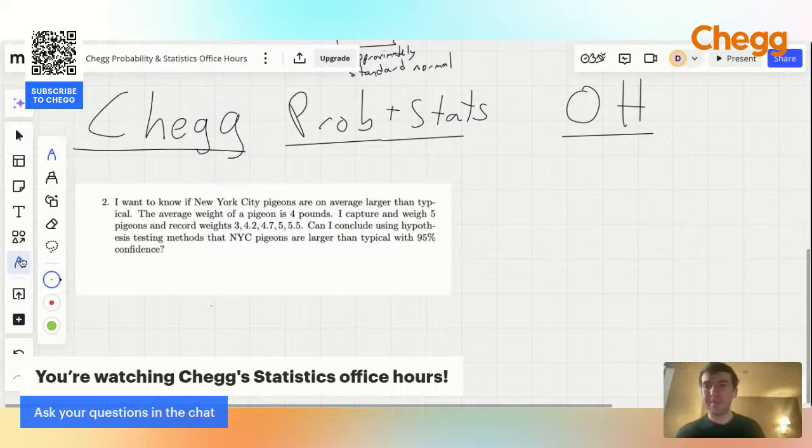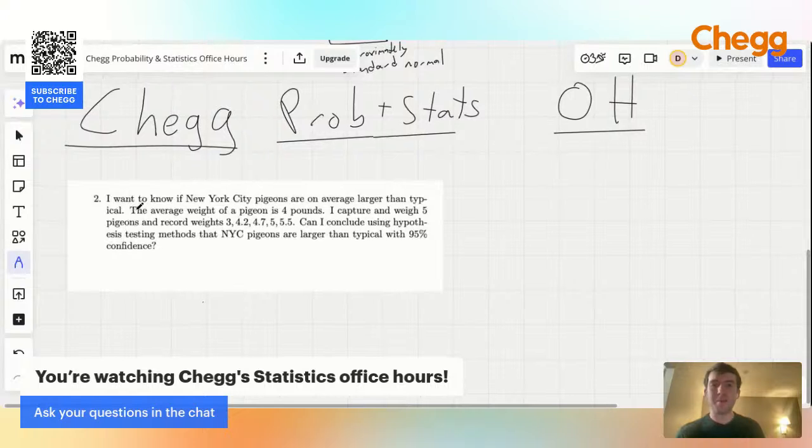So it's this question that I came up with. Again, this data is totally artificial. I didn't actually go out and measure pigeons in New York, but I want to know, let's say I want to know if New York City pigeons are on average larger than typical. Let's say the average weight of a pigeon is about 4 pounds. I did look that up. That's about right, apparently. It depends on the pigeon type, but I just took a nice round whole number.